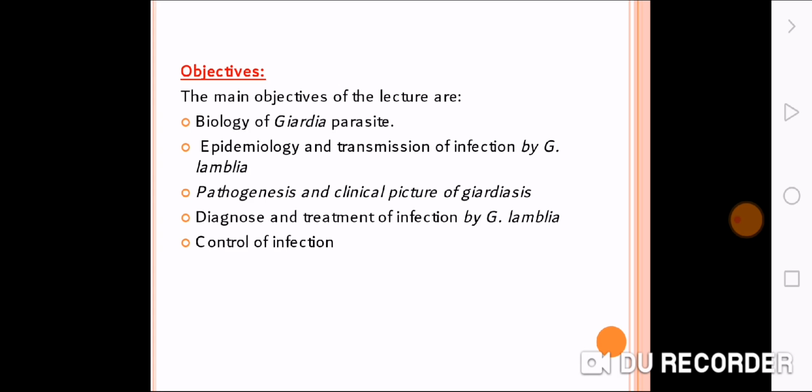Objectives. The main objectives of the lecture are: we should know the biology of the Giardia parasite, epidemiology and transmission of infection by Giardia lamblia, pathogenesis and the clinical picture of Giardiasis, diagnosis and treatment of infection by Giardia lamblia, and control of infection.